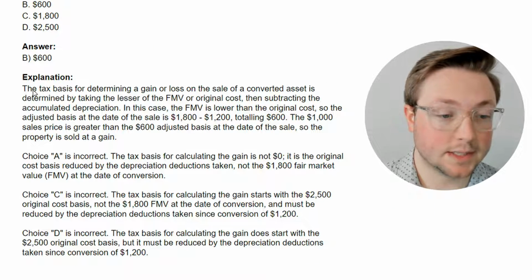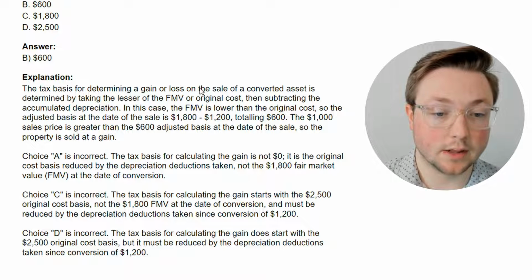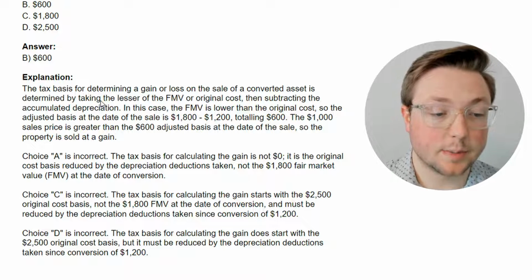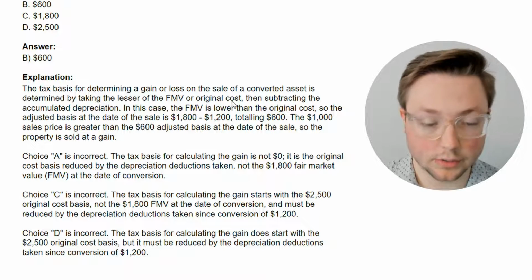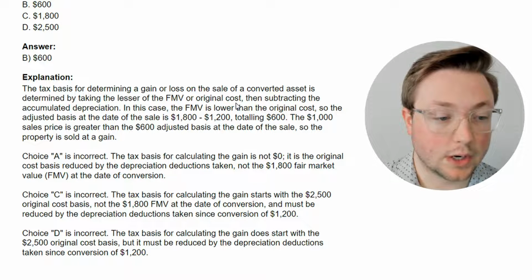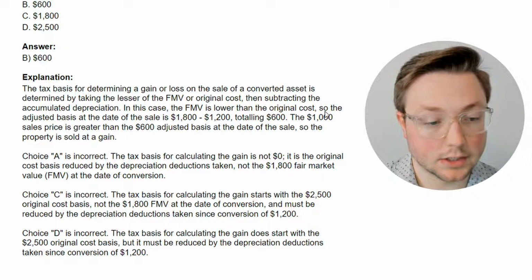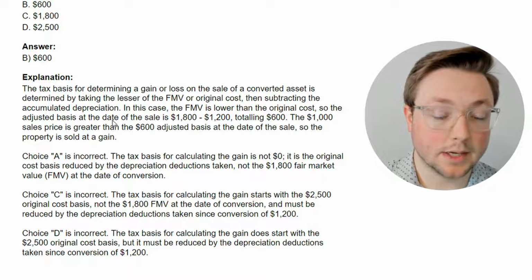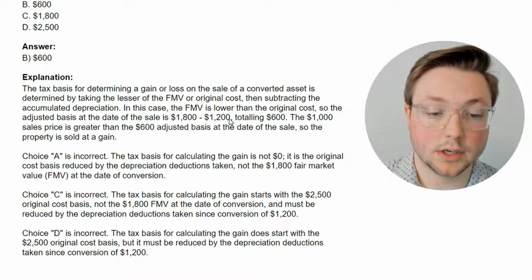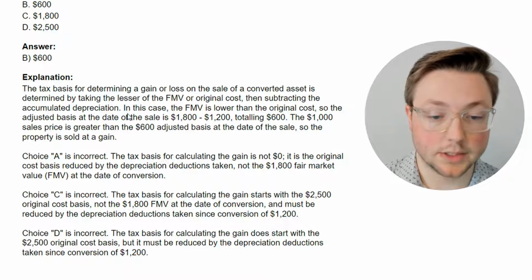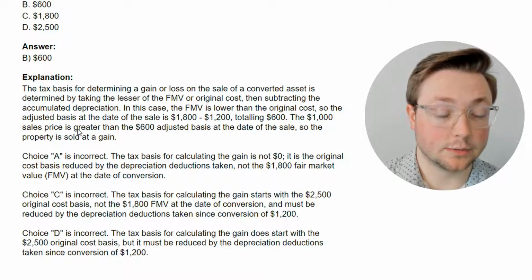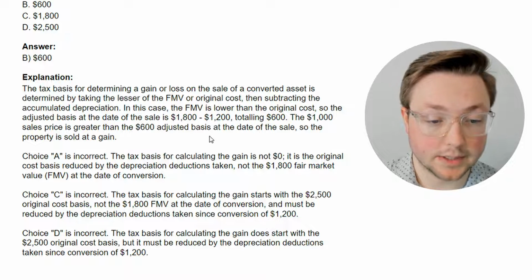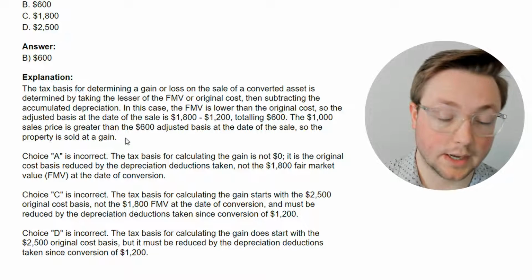So let's read this. The tax basis for determining a gain or loss on the sale of a converted asset is determined by taking the lesser of the fair market value or the original cost. We've learned this. Then subtracting the accumulated depreciation. In this case, the fair market value is lower than the original cost, so the adjusted basis at the date of the sale is $1,800 less $1,200, totaling $600. Yep, that's exactly what we said. The $1,000 sales price is greater than the $600 adjusted basis at the date of the sale, so the property is sold at a gain.